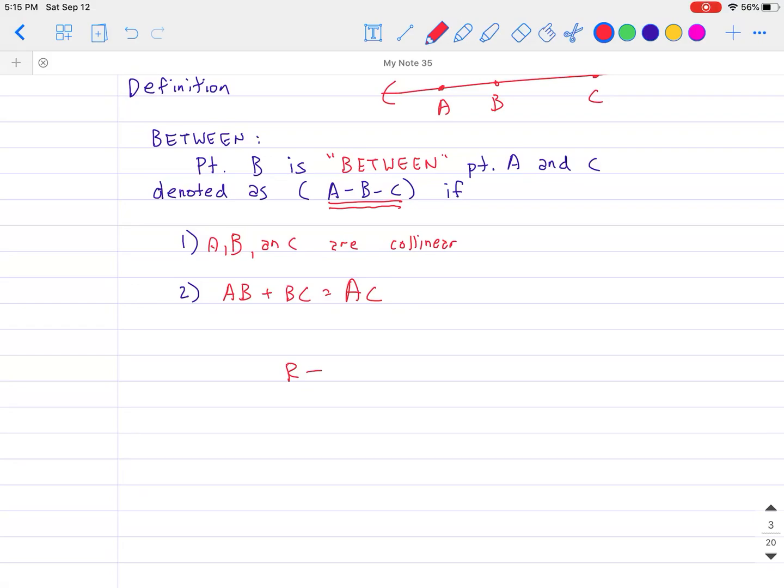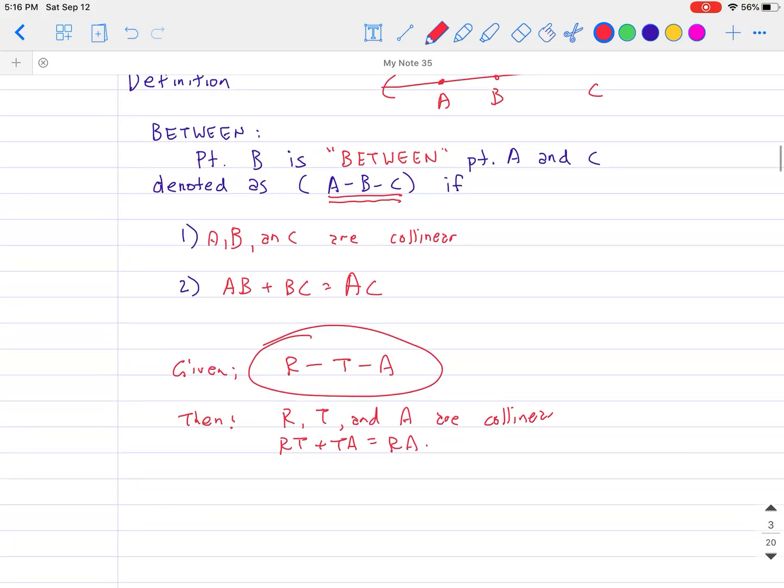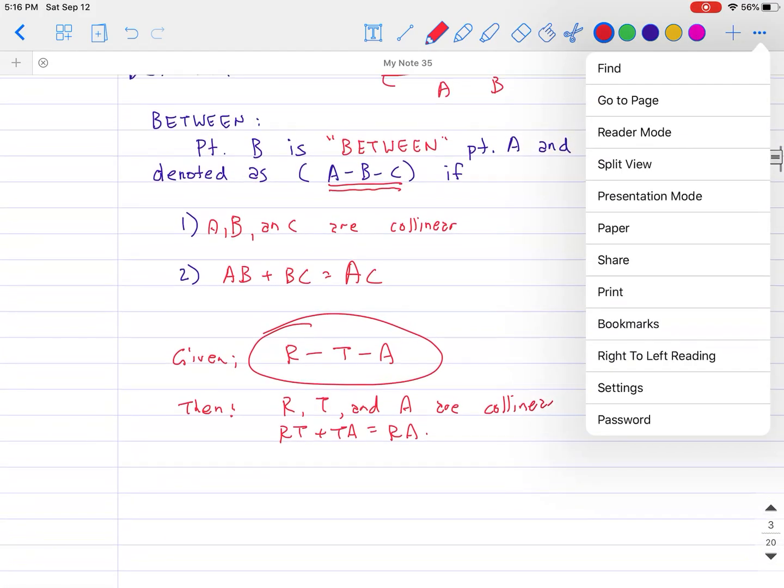So if I were to change it around a little bit, let's say that I write it this time as R-T-A right here. If I say that this is true or if this is given, then what you can get out of it is that R, T, and A are collinear, and also that RT plus TA is equal to RA. All right, so that should do it for section 2.